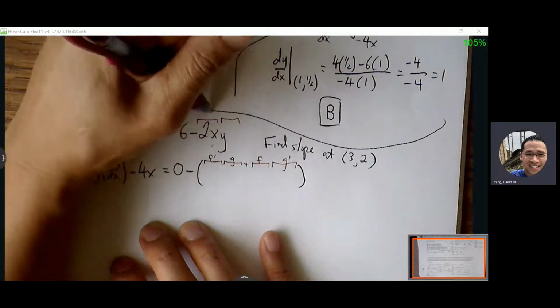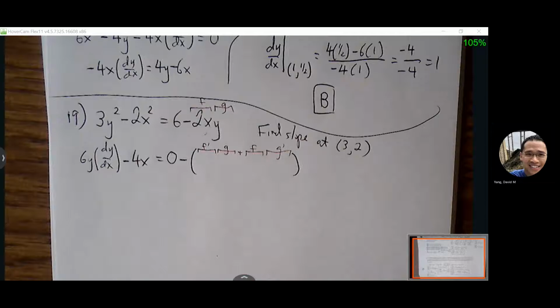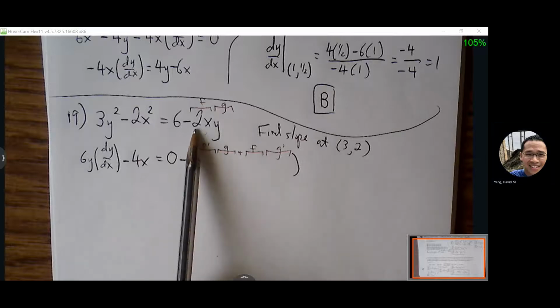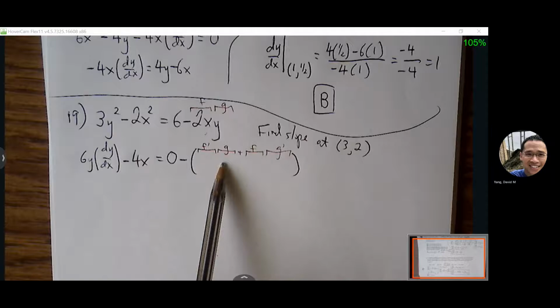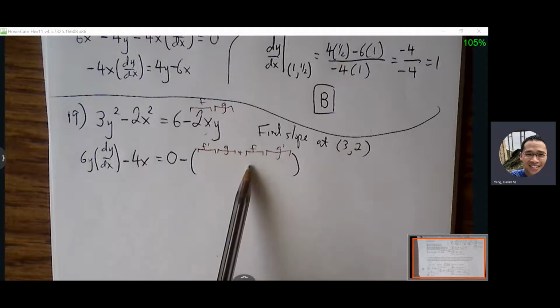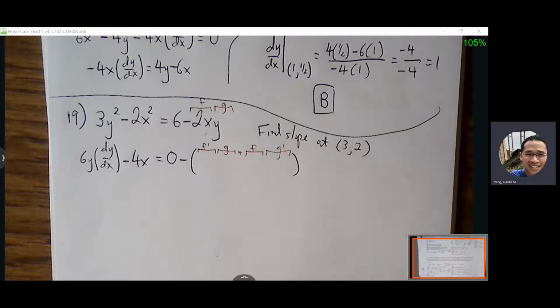Here's my f, here's my g. Okay. f prime g plus f g prime. 2x becomes 2. y stays. f stays as 2x. And then what does y become? dy dx. Yes.